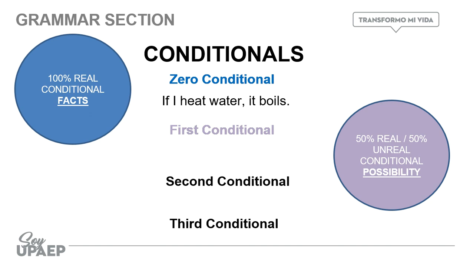The first conditional is considered 50% real and 50% unreal. This is the conditional of the possibility. For example, in the sentence, if I study, I will pass, it means that I have a possibility to pass if I study. Okay, so that's why it is 50% real and 50% unreal. The second and the third conditional are the untrue conditionals, right? Okay, so these are the ones that we are going to be focusing on in this video.